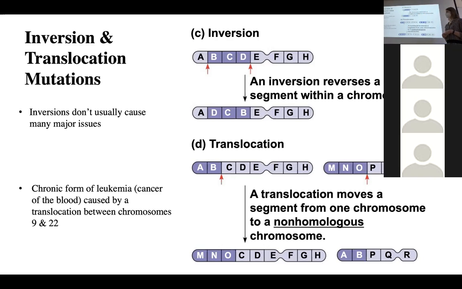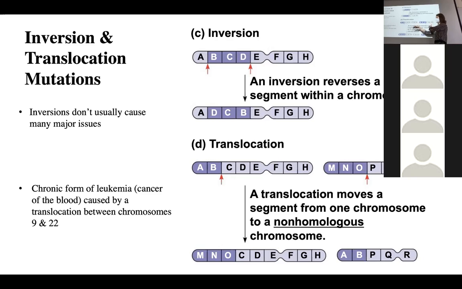Translocations cause bigger issues. So a translocation is down here where you actually have genes moving. So a segment of a chromosome moving from one chromosome to another, but not a homologous chromosome. So to another chromosome that has a totally separate set of genes. So here you can see you have on this chromosome here, AB. On this chromosome, you have MNO. Those are going to switch. Those sets of genes will switch.